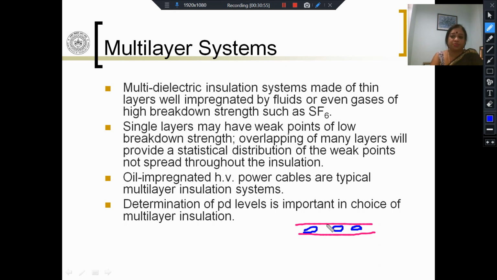Now let's say you cannot eliminate the voids, or it becomes too costly. One option is to fill them up or impregnate them with oil. That makes it better, but it still can break down. Still, these weak spots are there. So what you do is you cut this material, and instead of having a single layer, you have multiple layers of the same insulating material.